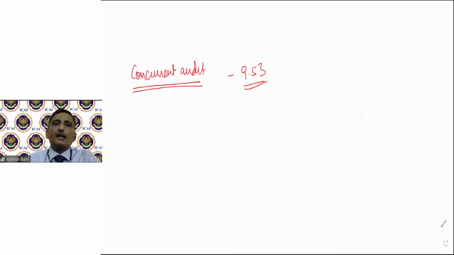So concurrent audit relates to transactions as these happen in real time. There is a little time lag between verification, between checking, and the transactions when they happen. It is not that the auditor would come after 5-6 months or after completion of the year to conduct a post-mortem and do all sorts of checking.